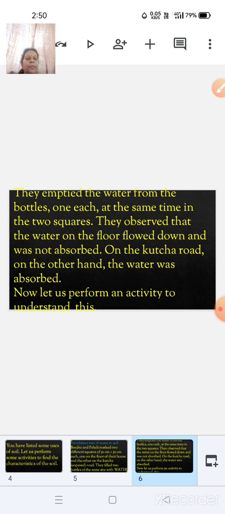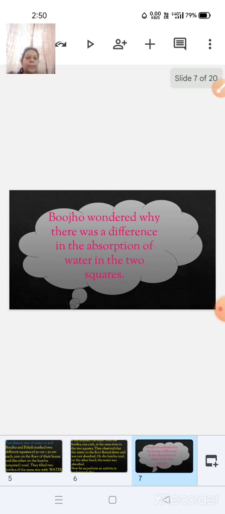So they observed that the water on the floor flowed down and was not absorbed in the pakka pavement, the pakka road. On the other hand, on the kacha road, the water was absorbed. Now, let us perform an activity to understand this.